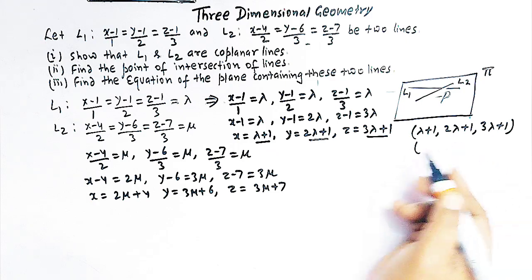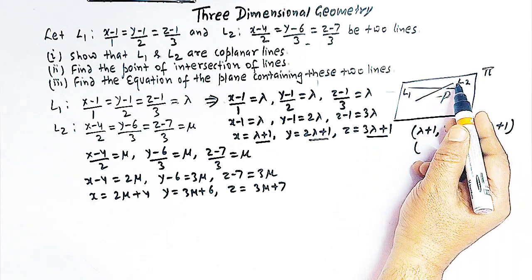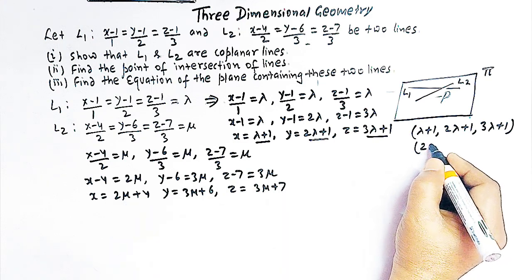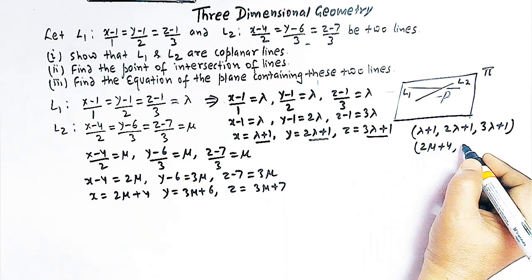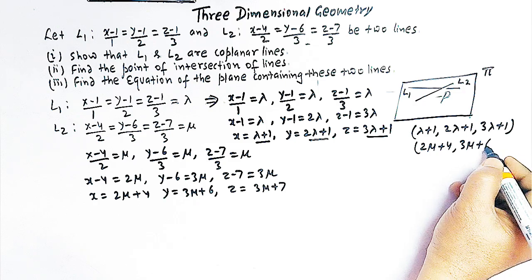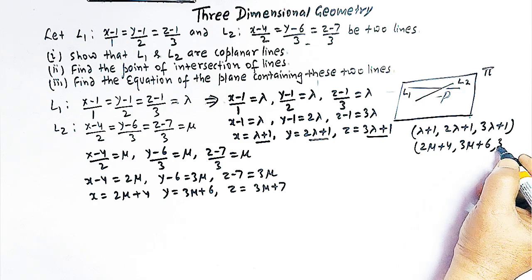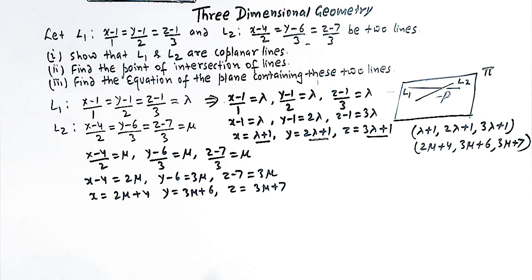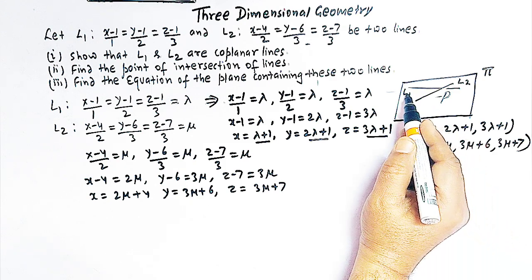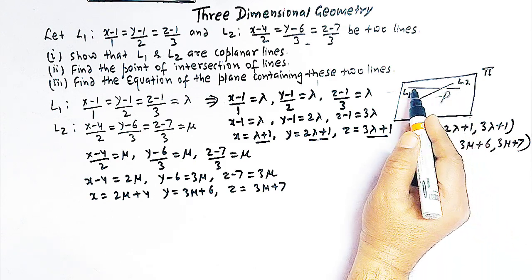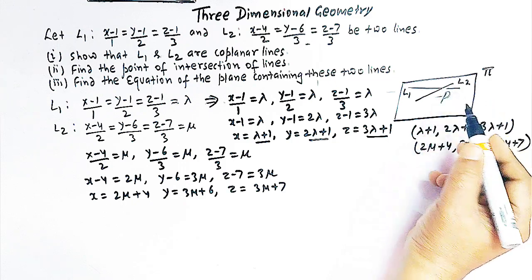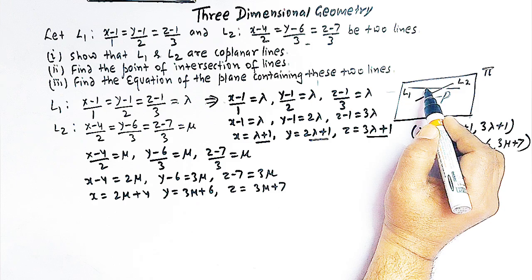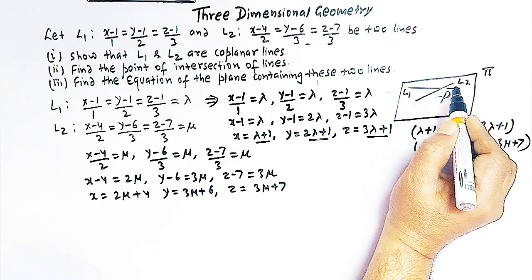So now the coordinates of any point lying on this line L2 are given by 2 mu plus 4, then 3 mu plus 6, and here we have 3 mu plus 7, right? Okay, so now if the two lines L1 and L2 are intersecting, then we have a common point P which lies on both the lines L1 and L2.